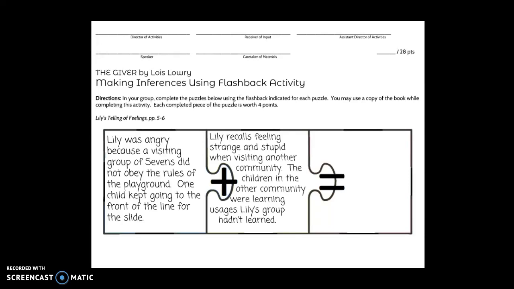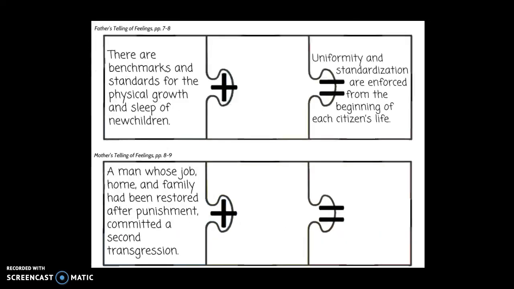For the first flashback, which is Lily's telling of feelings on pages 5 and 6, you are given the 2 pieces of evidence and you need to come to a conclusion or make an inference about those pieces of evidence on your own. Remember, when you make an inference, you're making a conclusion that isn't directly stated in the text. For the next flashback, Father's telling of feelings, on pages 7 through 8, you are given 1 piece of evidence and the conclusion. You need to find 1 more piece of evidence that supports that conclusion or inference.